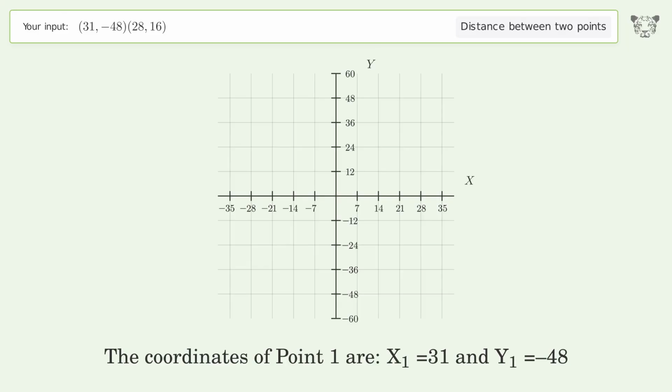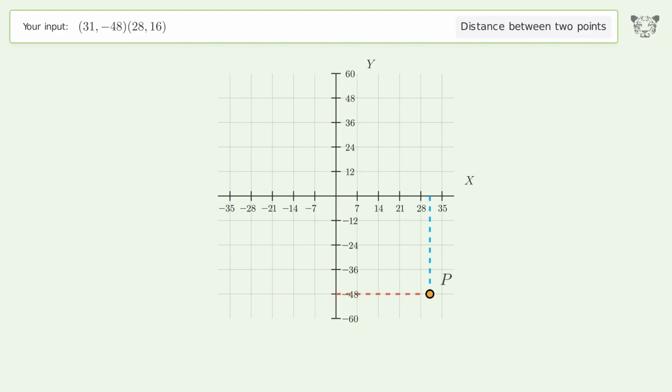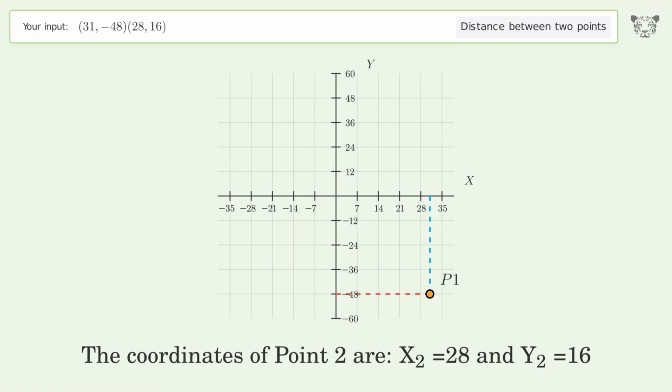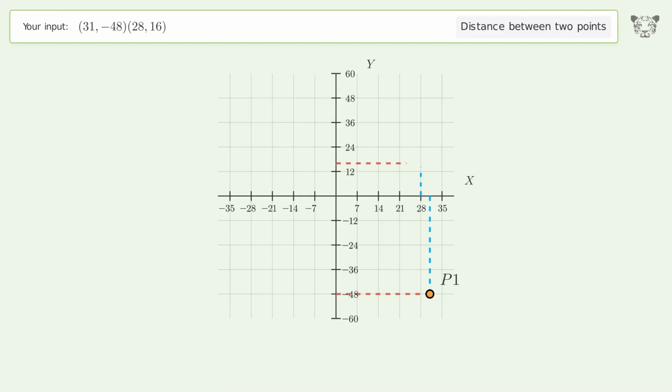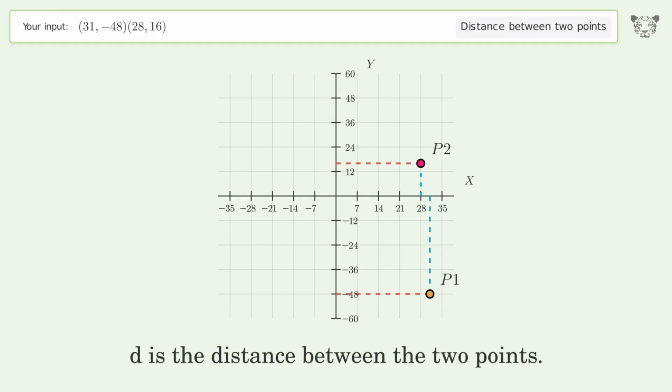The coordinates of point 1 are x1 equals 31 and y1 equals negative 48. The coordinates of point 2 are x2 equals 28 and y2 equals 16. D is the distance between the 2 points.